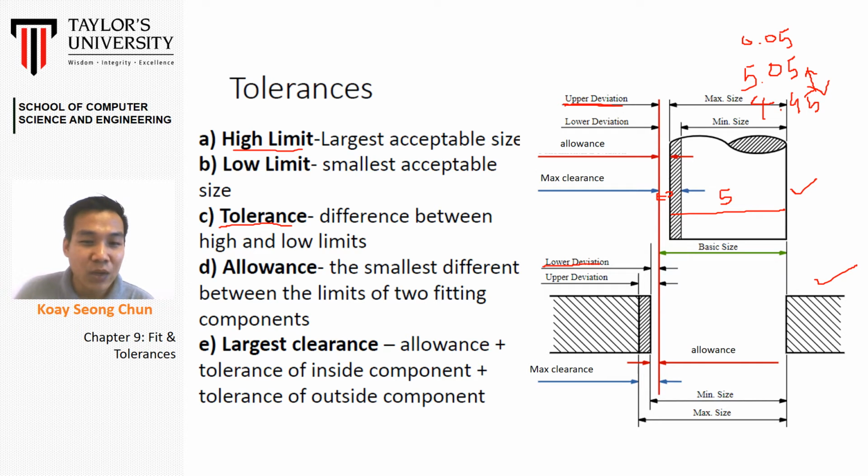Okay, and what is the largest clearance? The largest clearance will be the allowance plus the total of the tolerance inside the components and the tolerance outside the components. So you will see from here the total largest clearance. How is it measured? You measure from here to here. So this is the largest clearance.